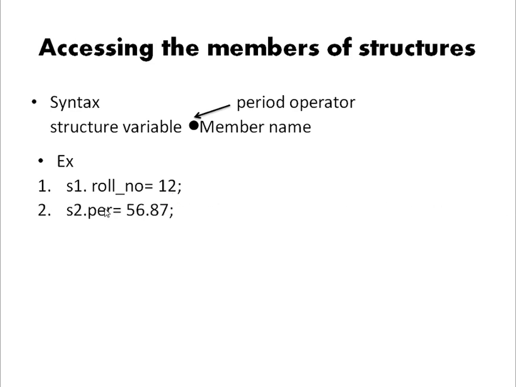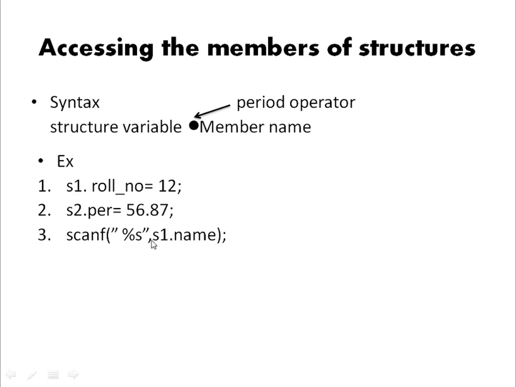I can try to assign the percentage of the second student, that is s2.per, as 56.87. I can also try to read values by saying scanf with a percentage specifier, comma, s1.name. I'm going to read the name of the first one.